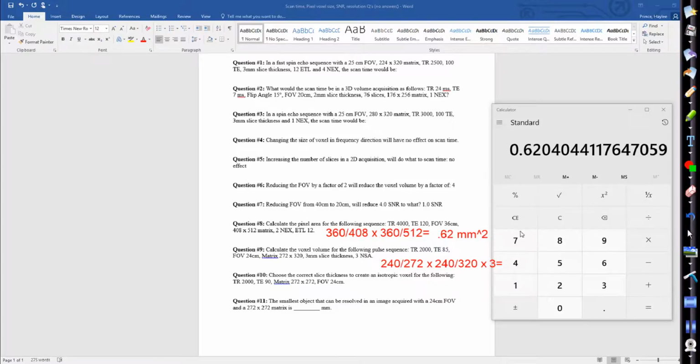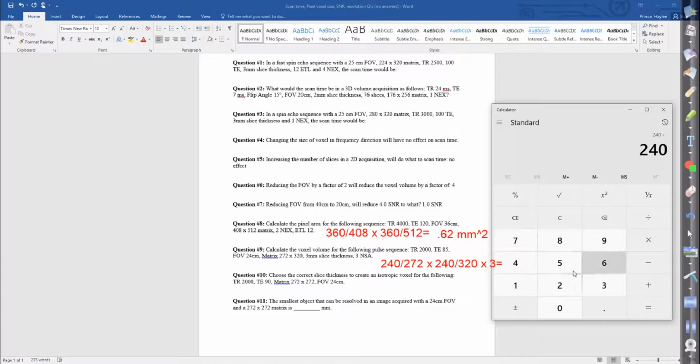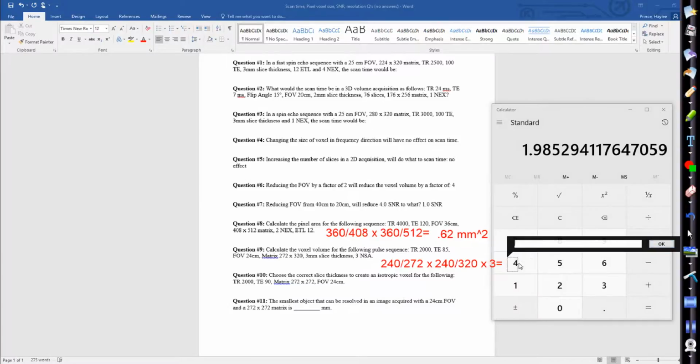So I'll give you guys a second to calculate that. Is that what everybody got? 1.99. Our answer should be 1.99 millimeters cubed.